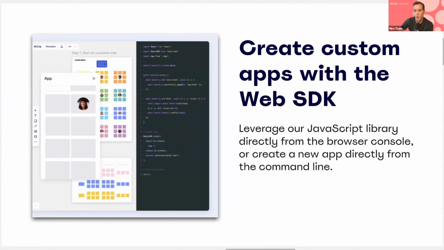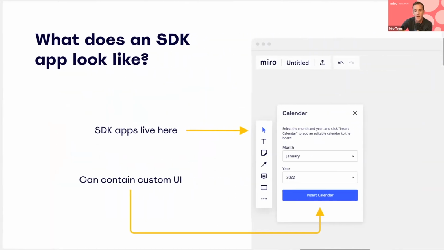A bit more detail about our Web SDK. This is a JavaScript-based library that is accessible from directly within your browser's developer console on an open Miro board. We also offer an NPM package to be able to create a new Web SDK app directly from your command line, and we'll show you this shortly as well. So what does a Web SDK app actually look like? Well, the look and feel of an SDK app will vary depending on the styling and the functionality, but you will find all SDK-based apps are accessible from the left-hand side of a Miro board.